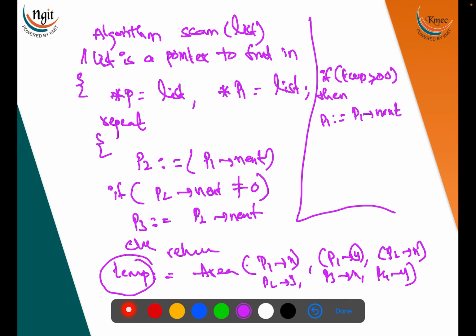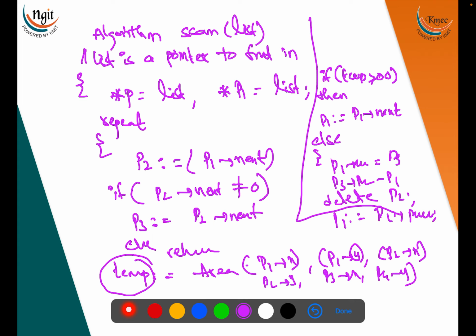If it is not, delete p2 and move back. So the else condition will move back: p1 to next is equal to p3, p3 to previous is equal to p1, because we are deleting p2. Delete p2. That's it. And finally p1 is equal to p1 to previous node. So this is the algorithm to move in the anti-clockwise direction if you consider 3 extreme points of a set of S points. So this is the algorithm. Thank you all.